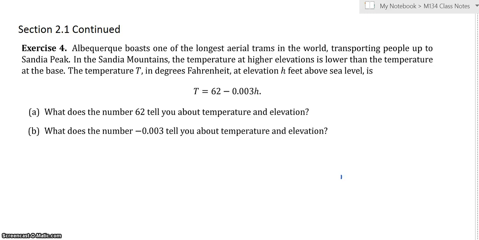Hello again. In this video, we're going to continue with section 2.1, and we're going to start with exercise 4.